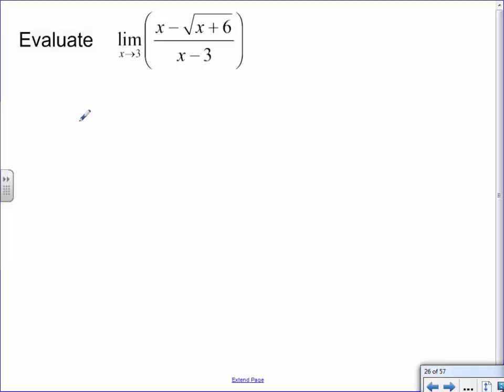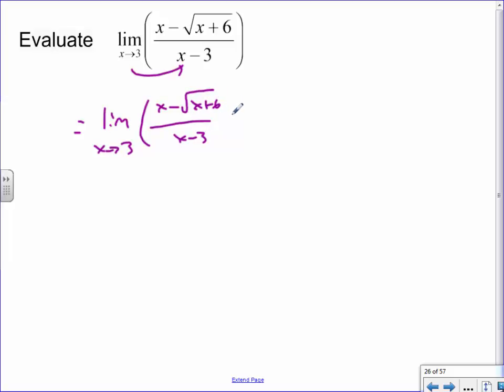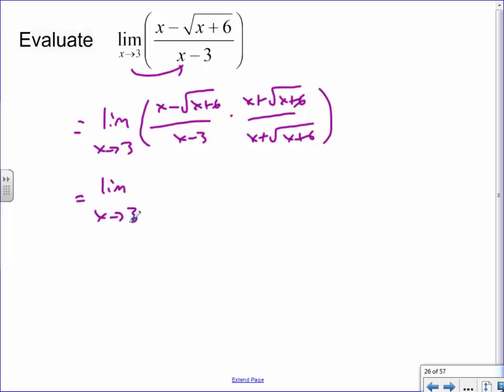So, right off the bat, I want to try to plug in 3. I can't. Okay, well, let's play a trick. If I play a trick and I multiply by the conjugate, let's see where it takes us. I'm going to stop narrating for a while and just write. So if I lose you, make a note here. Watch double negative.